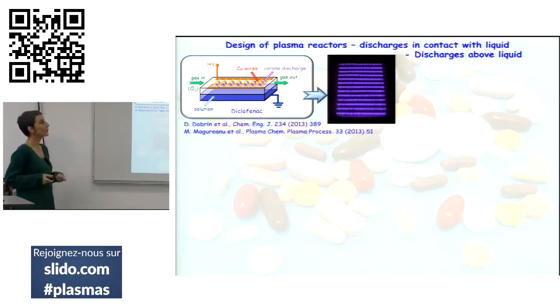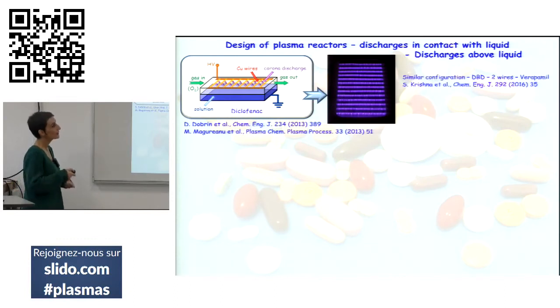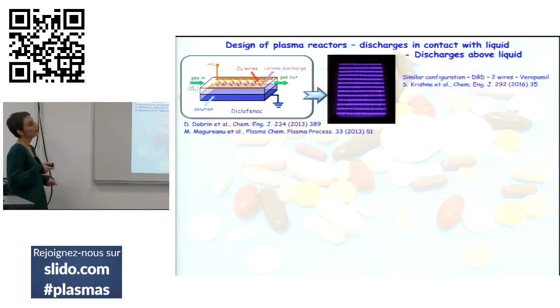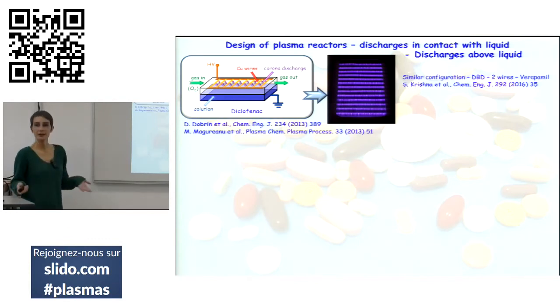We have used it to degrade a number of pharmaceutical compounds and also some pesticides, as you will see in the following. A similar configuration is used in a research group in Padova, in the group of Cristina Paradisi. In this case, they are having a DBD, so they have a dielectric barrier between the two electrodes, and they have only 2 wires, and again they used it for the degradation of many substances, and among them pharmaceuticals and pesticides. Here you have an example for the antihypertensive verapamil.